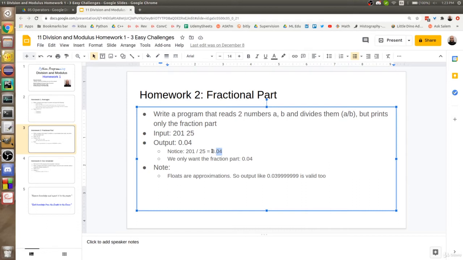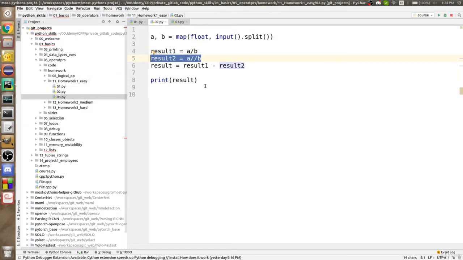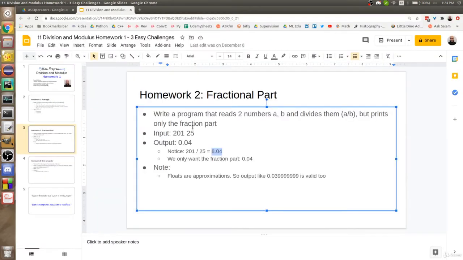The float division is 8.04, the integer division is just 8. If you subtracted 8 from the original number, then you just get the 0.04. So this is all the result. Okay, so we compute the division once with an integer division, float division, subtract it to remove the 8, and that's all.